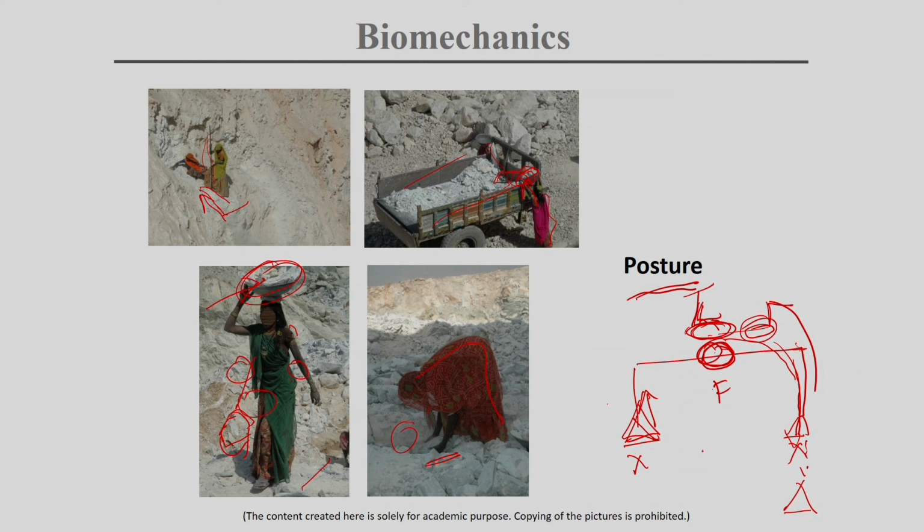So this is simple mechanics. In this case, the load is on one side and this portion of the muscle is getting more stressed to lift this load from the ground to the top of her head. What we see here is that maintaining the posture, and the awkward posture the person is adopting, is very crucial.